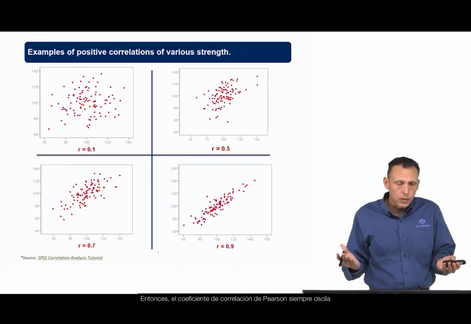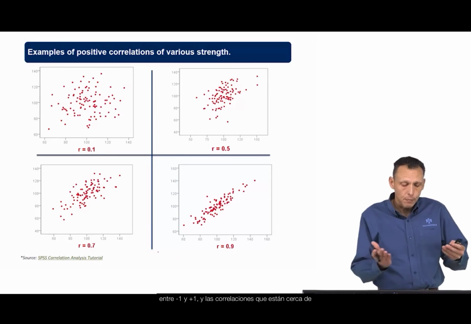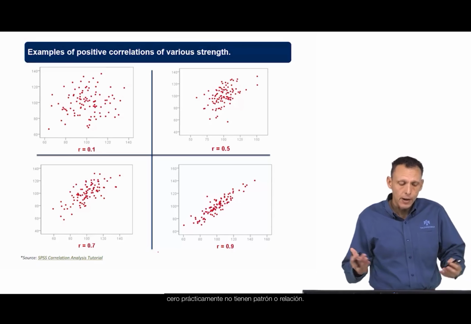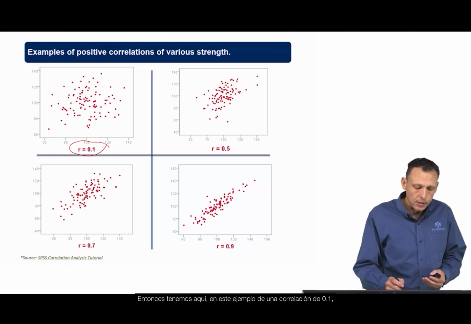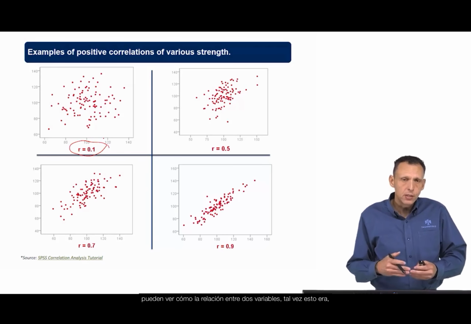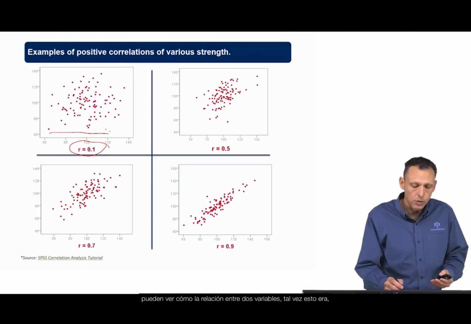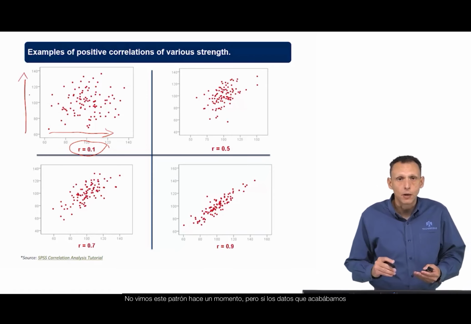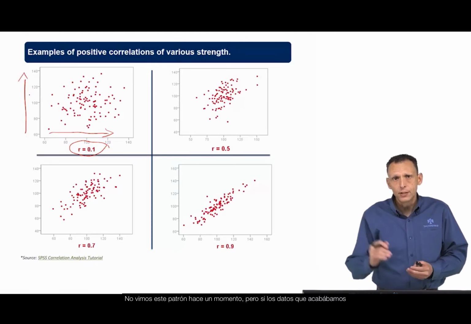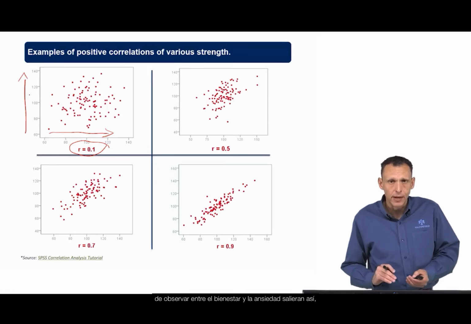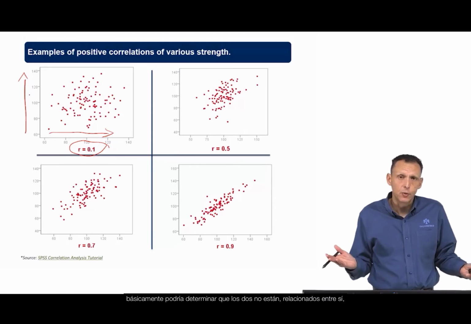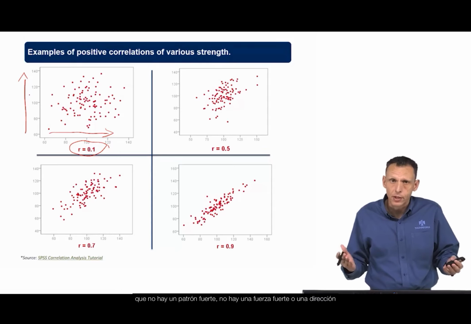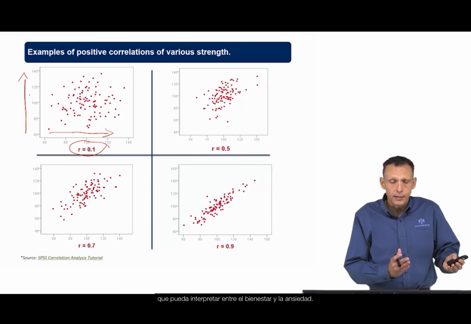The Pearson correlation coefficient always ranges between -1 and +1, and correlations that are near 0 have practically no pattern or no relationship. So we have here in this example a correlation of 0.1. You can see the relationship between two variables, maybe this was the variable of well-being and anxiety. We didn't see this pattern a moment ago, but if the data that we had just observed between well-being and anxiety came out like this, I could basically make a determination that the two are pretty well not related to each other, that there is no strong pattern. There's no strong strength or direction that I can interpret between well-being and anxiety.